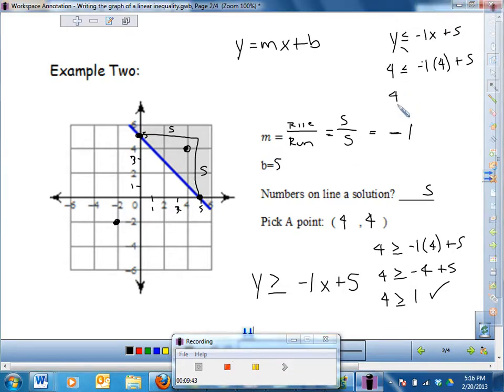Well, we would have, again, negative 1 times 4 is negative 4, and negative 4 plus 5 still gives us 1. But this inequality says, is 4 less than or equal to 1? That's false. This doesn't work. That means we drew our inequality sign wrong, and we would have figured it out. So that's why this is correct.